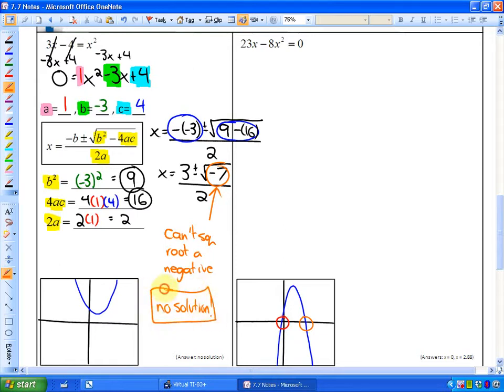Okay, let's go ahead and start the last question. What you'll notice in this last question is that although one side equals 0, it is not in standard form. The standard form has the squared term first, the x term second, which is plus 23x, and the constant term third. In this case, because there's no constant term, your constant term is 0.